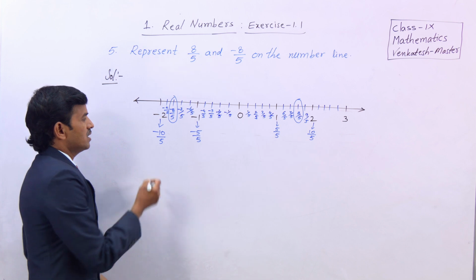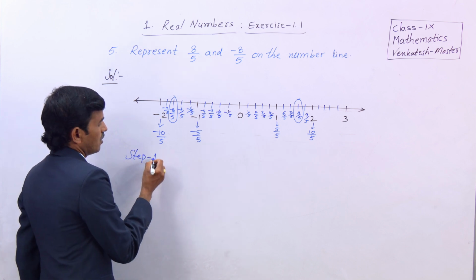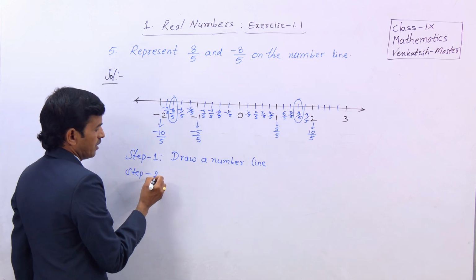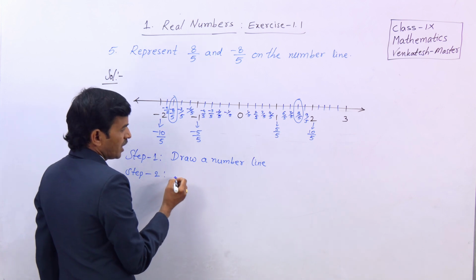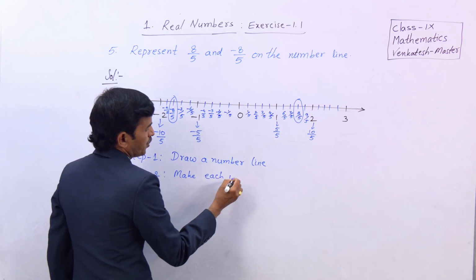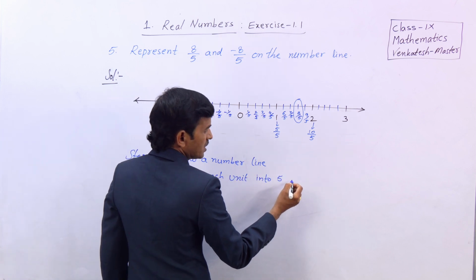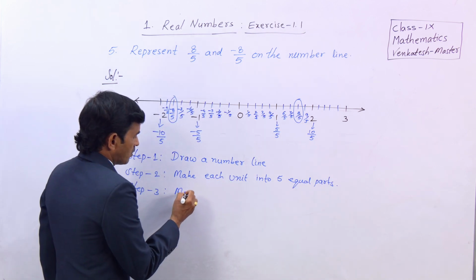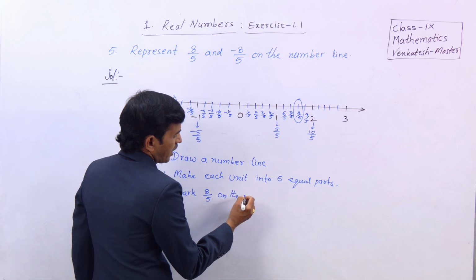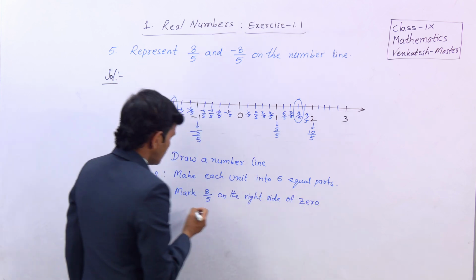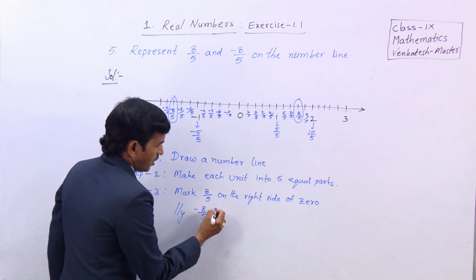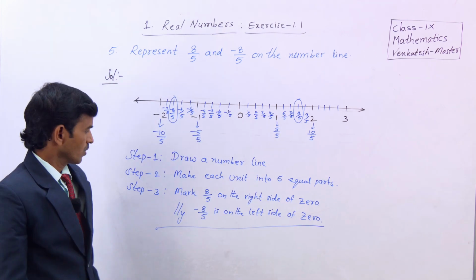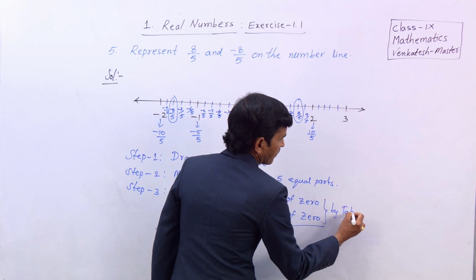So we need to write the steps of construction. Step number 1, what is it? Draw a number line. Step 2, after drawing the number line, make each unit into how many parts? 5 equal parts. Next, step number 3, mark 8 by 5 on the right side of 0. Similarly, minus 8 by 5 is on the left side of 0, by taking 8 parts.